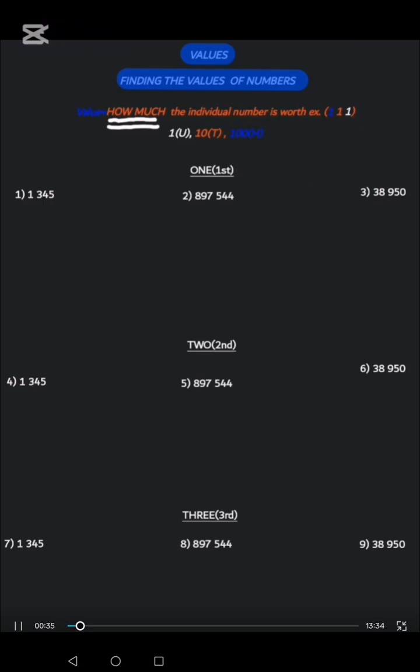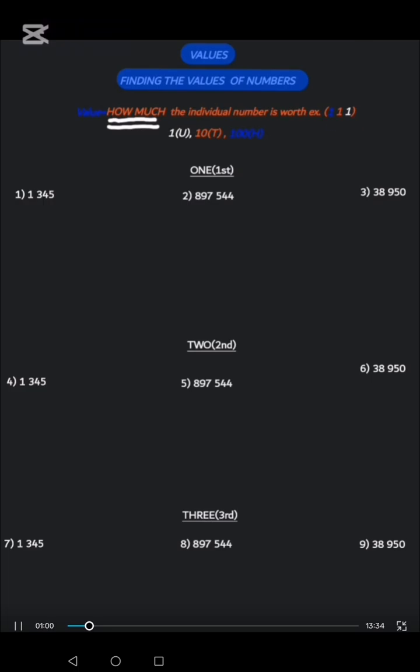In this scenario, they tell us that this one is equal to 1 because it is in the unit position, meaning that if the number is in the unit position, it is the last number or digit in that number.